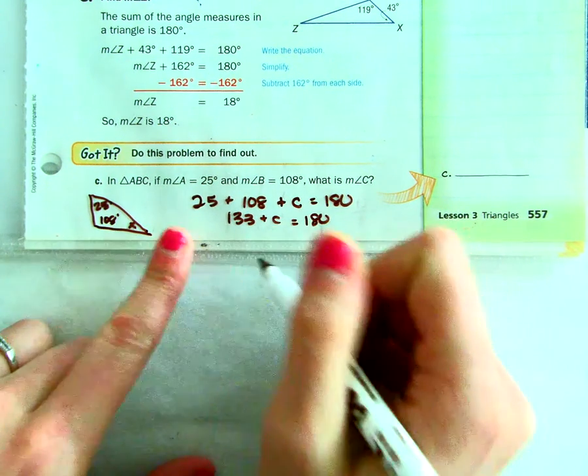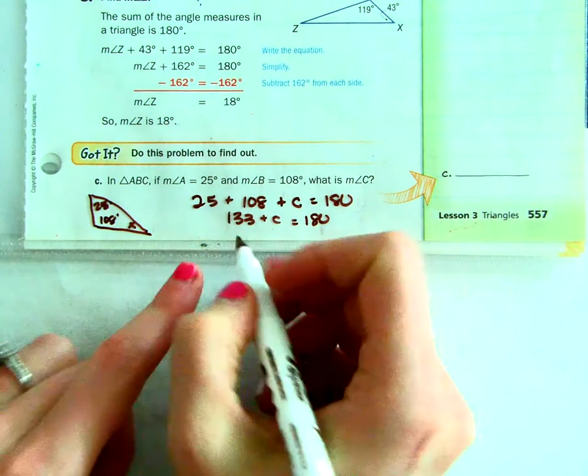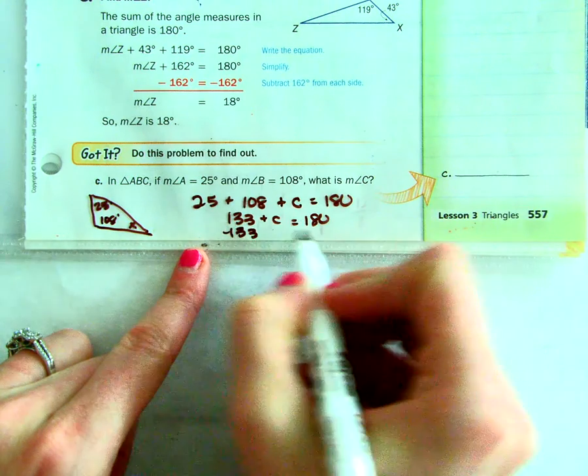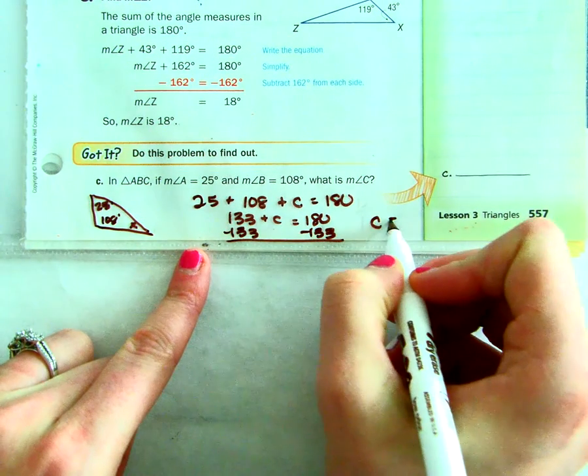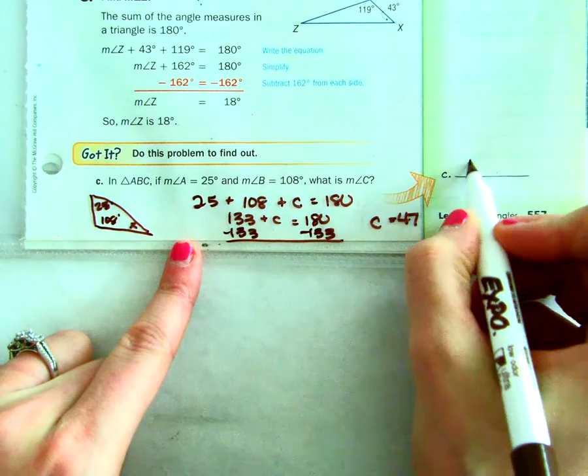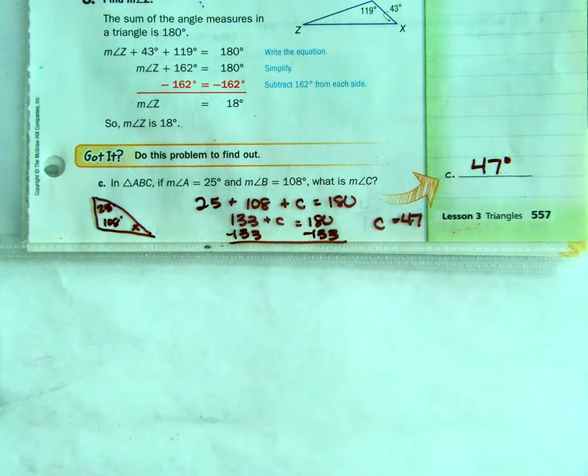Now I need to solve for C. Since I have a positive 133, I'm going to subtract 133 from both sides. So C would equal 47. Our missing angle is 47 degrees. So again, we can classify triangles by angles and sides, and when we're finding a missing angle measurement, we know that all the angles add up to 180 degrees.